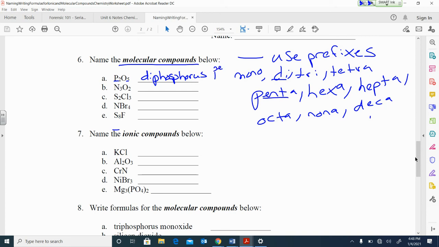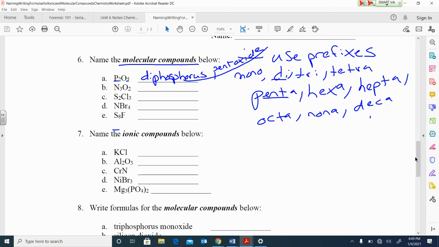And I know I'm out of room. Pentoxide. I'm sorry that I had to write it up like that, but pentoxide is the answer to that one. And that's easy, okay, guys? You just add prefixes in front of them. I'm not going to do any more of them. Those are simple. All right, now we have the naming of the ionic compounds, which are change colors.